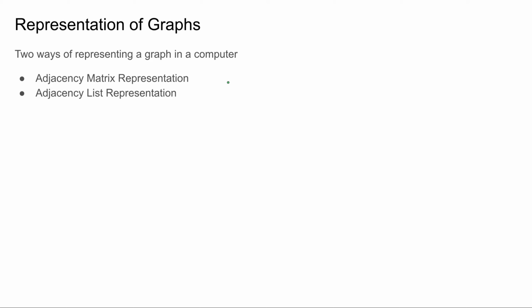In this video, we will see how we can represent graphs in computer memory. In the previous video, we looked at how we can draw a graph if the vertices and the edges are given. Now we will look at how this graph can be represented in computer memory for solving problems related to graph theory.